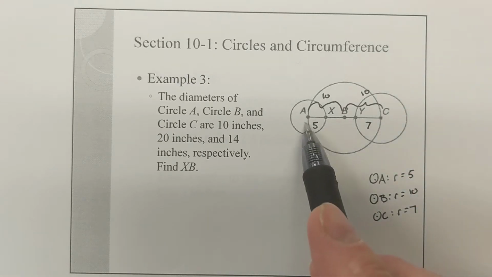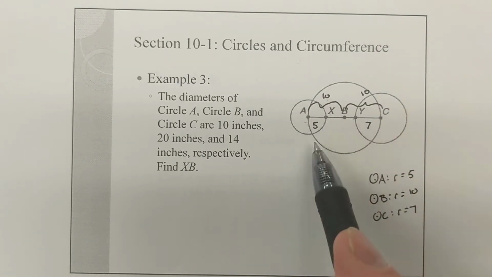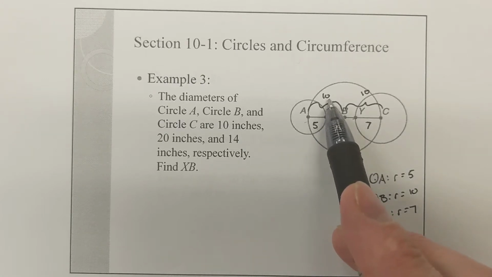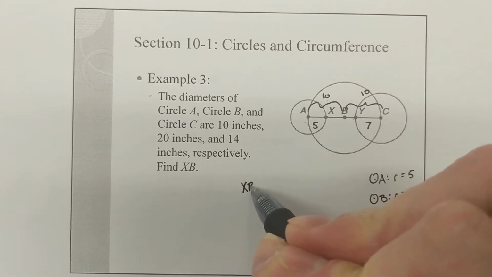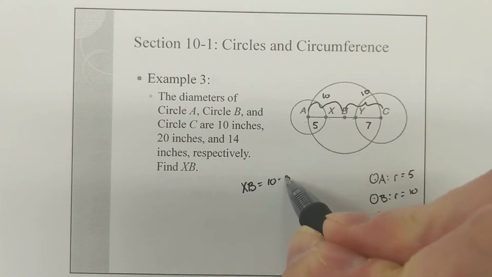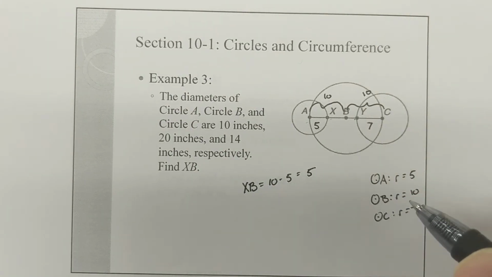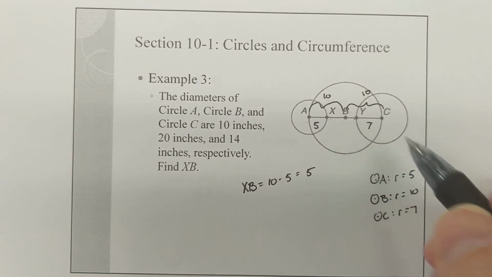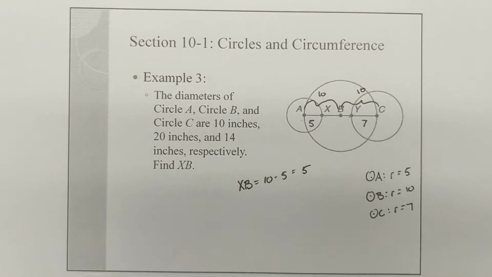So if you look here, if A to B is 10, and A to X is 5, X to B has to be the other part that makes up the 10. So XB is 5. Now you could do the same trick to find BY if you wanted to. So 10 minus 7 is 3 for BY.